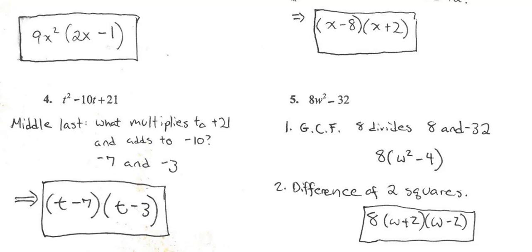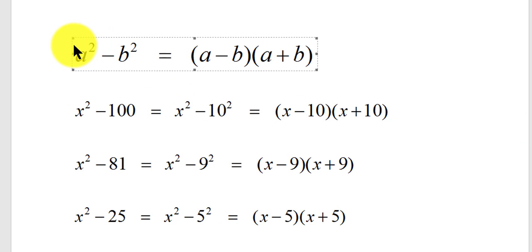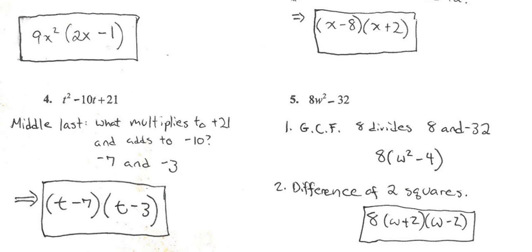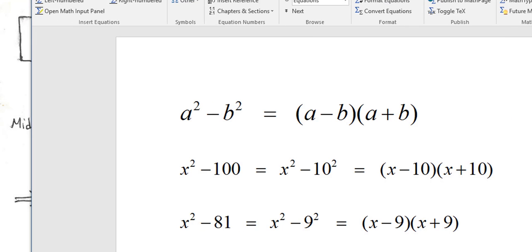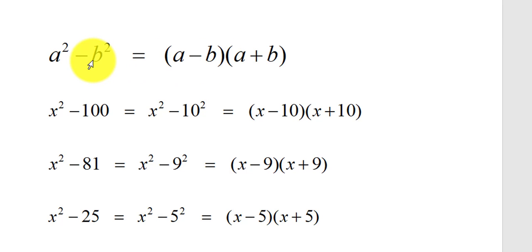And just to refresh your memory, the rule here is a squared minus b squared equals a minus b, a plus b. That's the difference of two squares. With w squared minus 4, you take the square root of 4 to get 2, and it's plus or minus the 2. Here we take the square root of a squared, which is plus or minus a, and the square root of b squared, which would be plus or minus b.